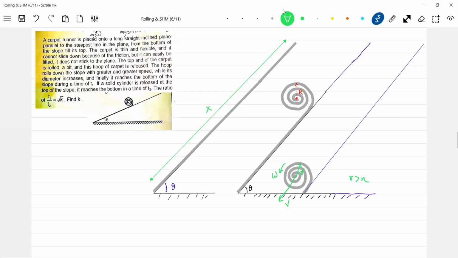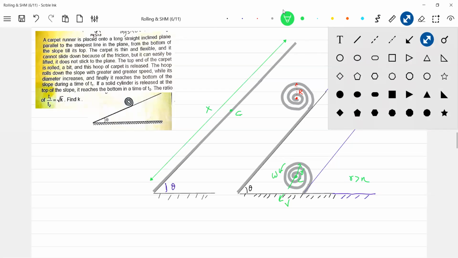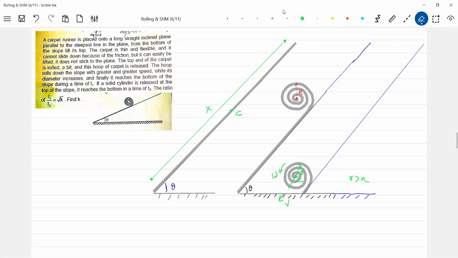The center of mass is here, no? Earlier, exactly at the midpoint. Now the center of mass of that has descended. So the decrease in gravitational potential energy of the center of mass of the carpet got converted into increase in rotational kinetic energy plus translational kinetic energy. Will you agree with this? The center of mass, which is here, now will be here.